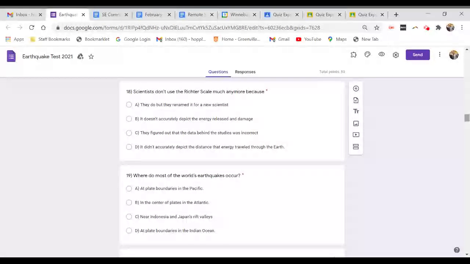Question 18. Scientists don't use the Richter scale much anymore because they do, but they renamed it for a new scientist. It doesn't accurately depict the energy released and damage. They figured out that the data behind the studies was incorrect, or it didn't accurately depict the distance that energy traveled through the earth.